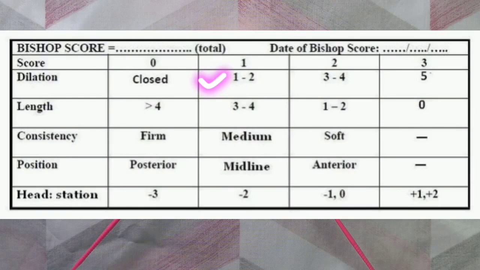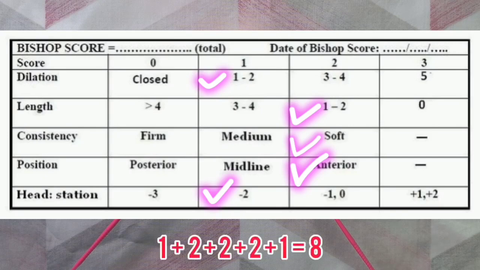It was at 2 centimeters, so it gets a score of 2 again. Then I have cervical consistency, which was soft, so a score of 2. Then I have cervical position, which is anterior, so again a score of 2. The station was -2, so the score is 1. And hence, my final score is going to be 1 plus 2 plus 2 plus 2, so that is going to be 7 and 1. So 8 is going to be my score.